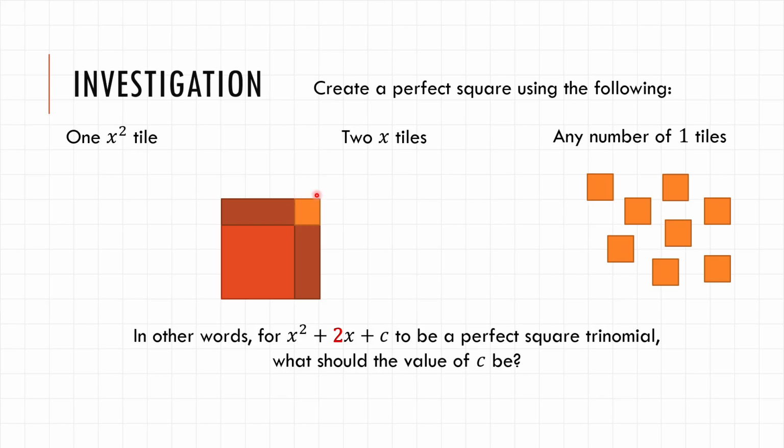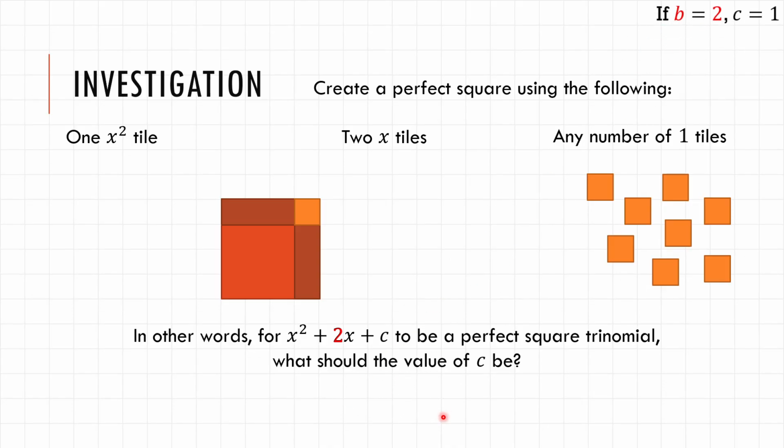And that left me with a blank space here, which I could very easily fill in with just one unit tile because I only needed one. I only went up, increased the length and the width by 1 unit each. So this had to be 1 times 1, which is just 1. In other words, in this trinomial, if b is 2, c needs to be 1.